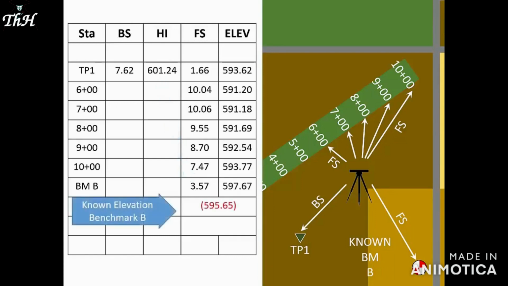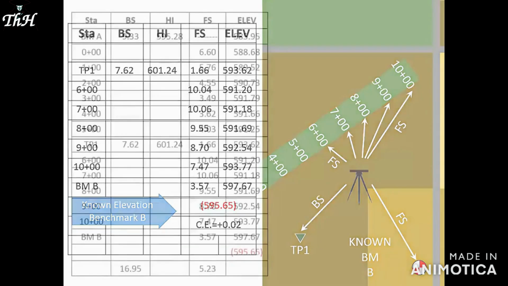Benchmark B had a known elevation prior to our survey. It is common practice to show the known elevation of the ending benchmark in parentheses adjacent to the measured elevation. As we discussed in an earlier video, the difference between these values is our circuit closure error.